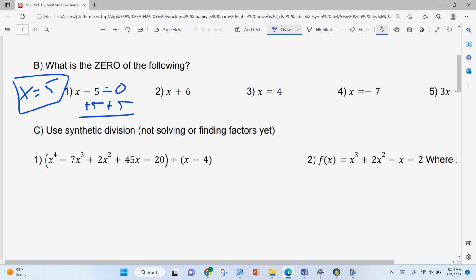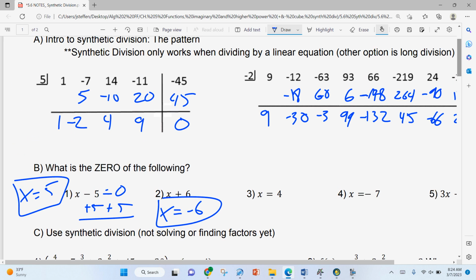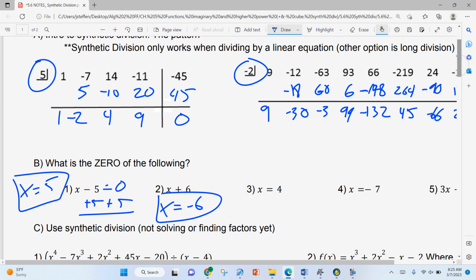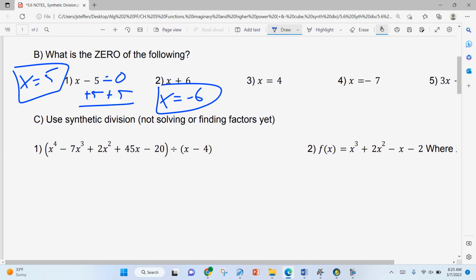X plus 6, your 0 is -6. And just so we're clear, just to give you a little glimpse into the future, the 0 that we're finding is the number that we're going to end up putting in the boxes like we had up here. So we'll get back to that in a second. Now, they also might give you one like this one, number 3, x equals 4. Guess what? That's your 0. We can't solve that. It's already solved. That's the 0 you're using. And number 4, x equals -7. Again, same thing. That's the 0 you're using.